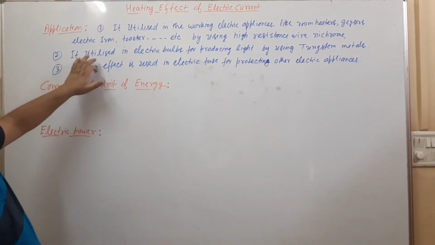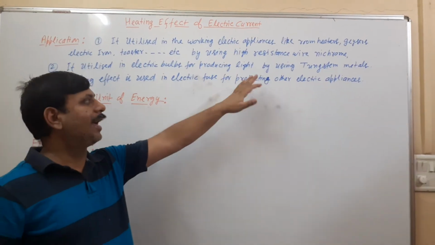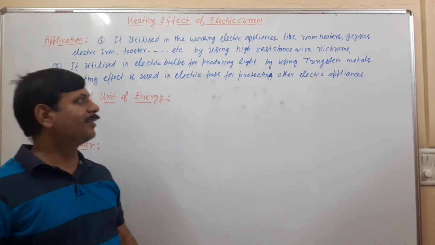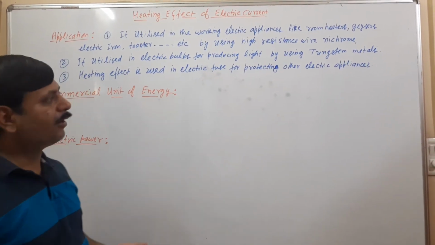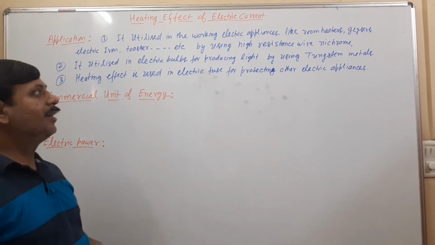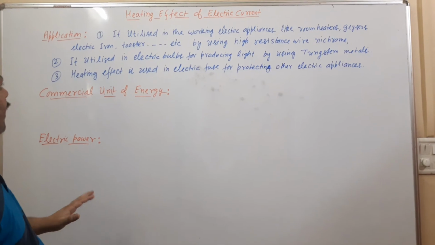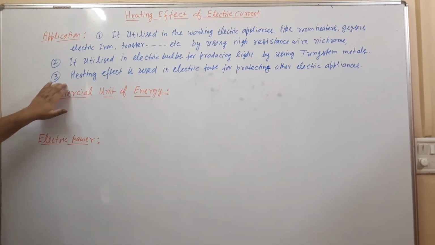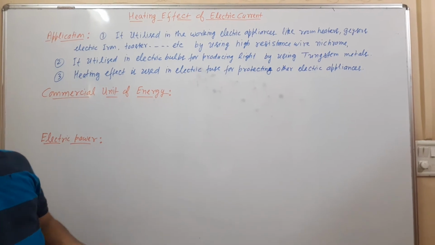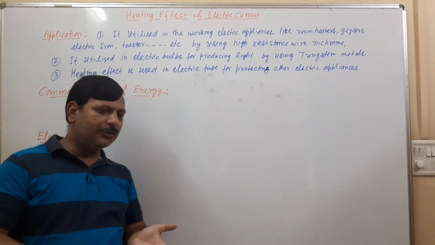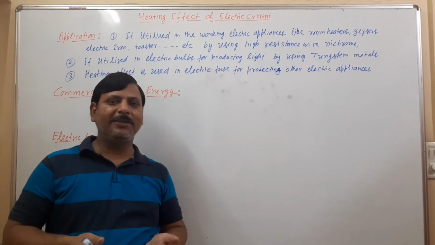So second, it is utilized in electric bulbs for producing light by using tungsten metal. When it becomes hot, it emits light energy or light. Third, the heating effect is used in the electrical fuse. In a fuse also we are using the heating effect to protect our electric appliances.